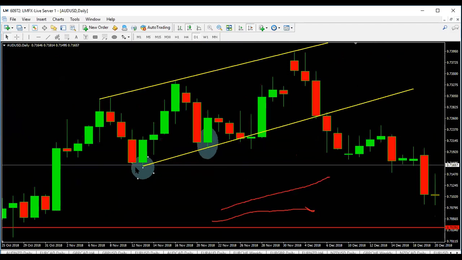Now, if you want to be more of a conservative trader, there are people out there that will say that you need 3 touches to validate a trend line.